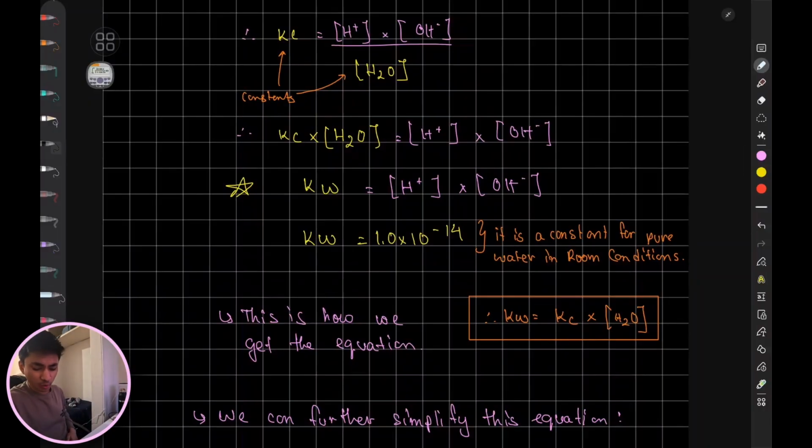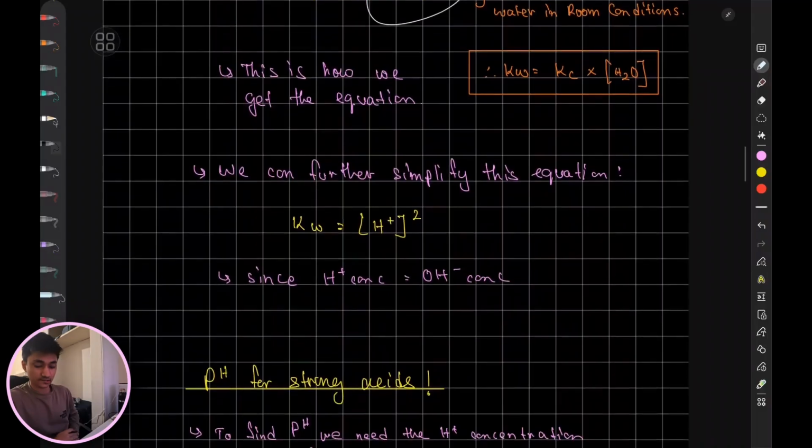Basically, Kc absorbs H2O concentration and you form Kw. So the product of H plus concentration and OH minus concentration gives you the Kw, and it is 1 into 10 to the power minus 14 in case of room conditions. We can also further simplify this by saying since the H plus concentration and OH minus concentration are exactly the same, you can just write Kw as H plus concentration squared.